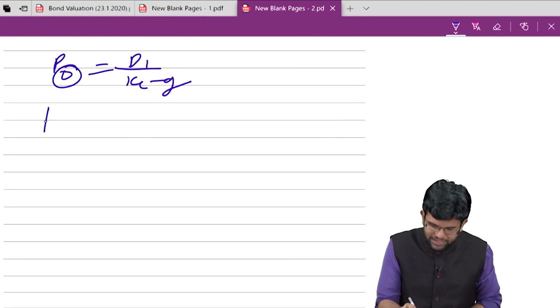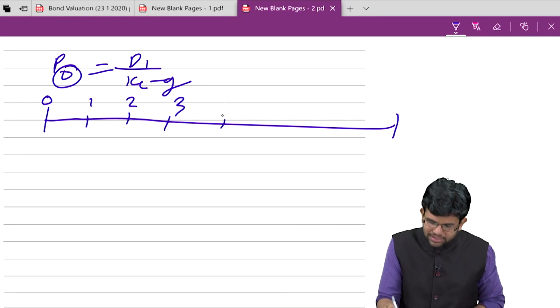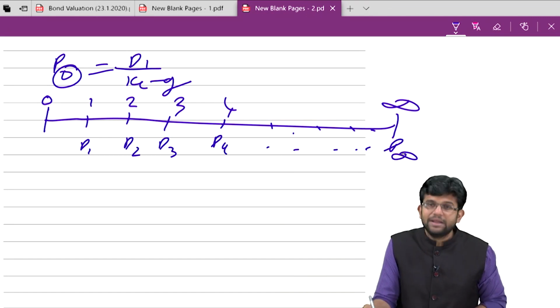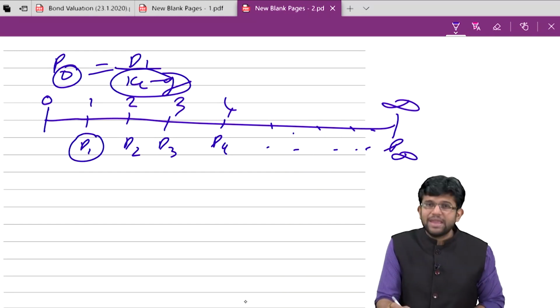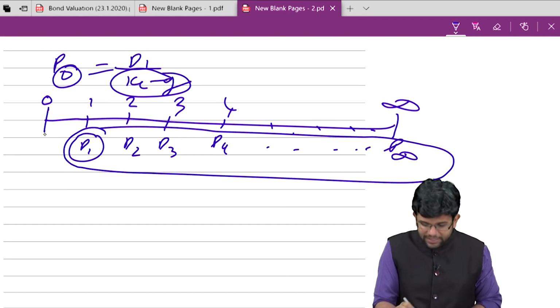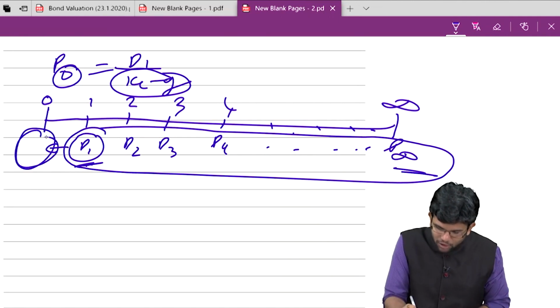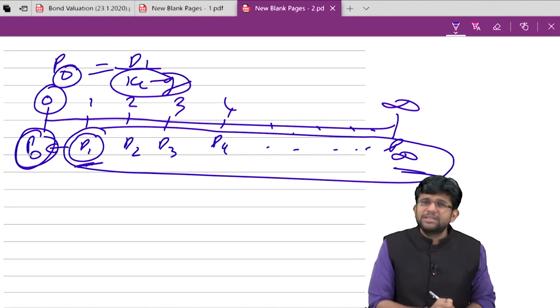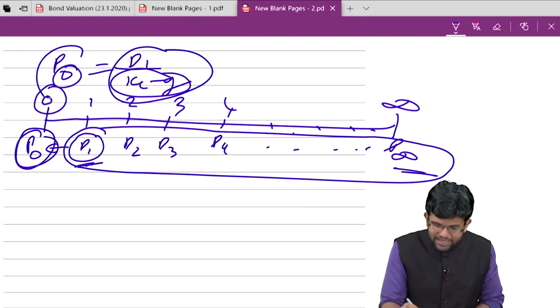Therefore, listen to this extremely carefully. This is 0, 1, 2, 3, 4, eternity. D1, D2, D3, D4, dot, dot, dot, D eternity. Now children, do you realize if I do D1 upon KE minus G, it gives me the present value of all these dividends starting from D1 to D eternity as on end of year 0, it gives me P0. Everybody following? So D1 upon KE minus G is P0.